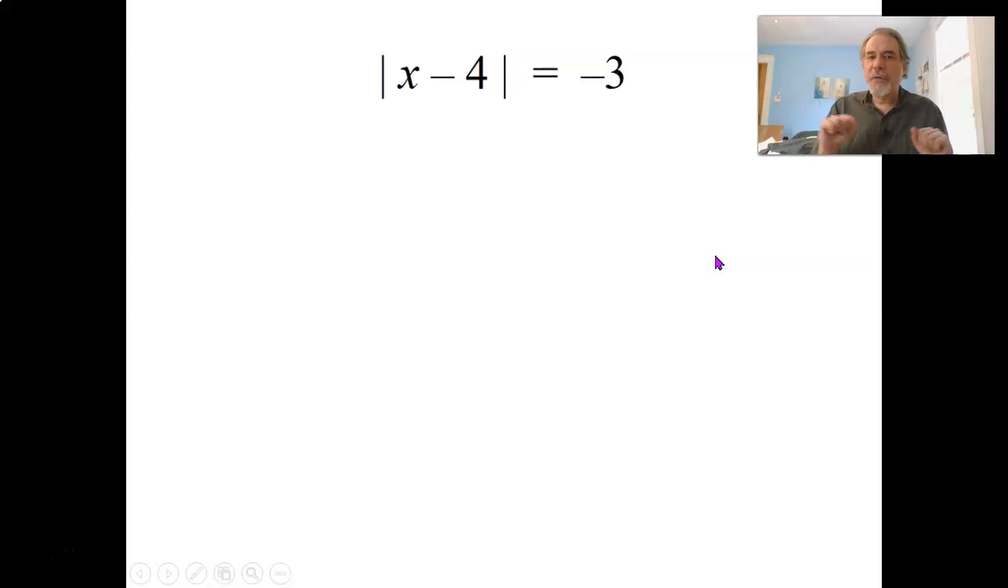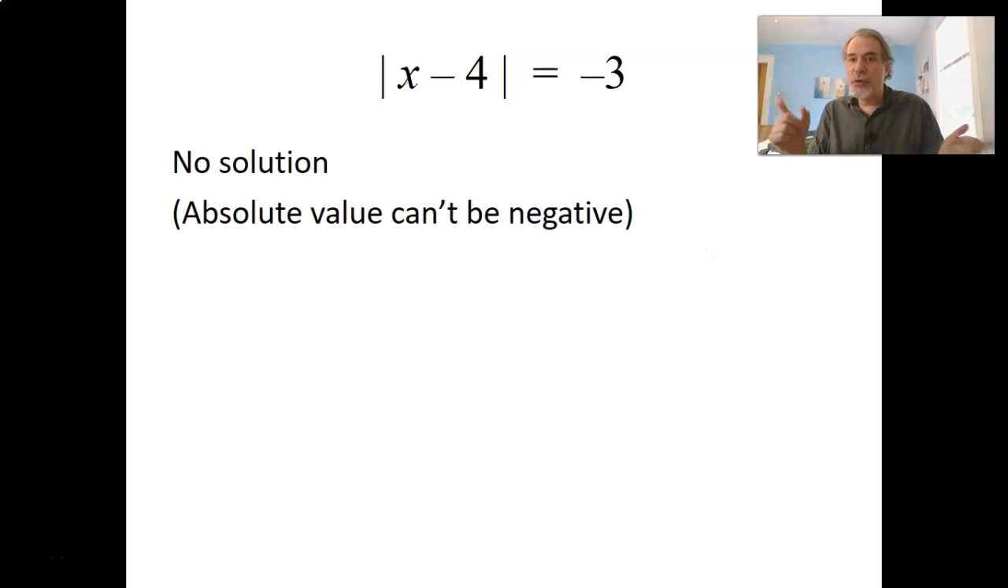How about this? Absolute value of x minus 4 equals -3. Do you see what's going on here? What do we do with this? No solution. Absolute value can't be negative. As soon as you see absolute value of an expression equal to a negative number, you right away say, can't happen, no solution.